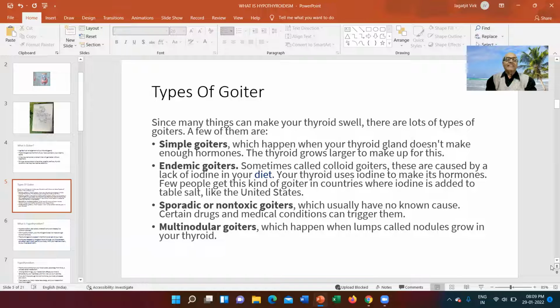Few people get this kind of goiter in countries where iodine is added to table salt, like the United States. Sporadic or non-toxic goiters usually have no known cause. Certain drugs and medical conditions can trigger them. Multinodular goiters happen when lumps called nodules grow in your thyroid.